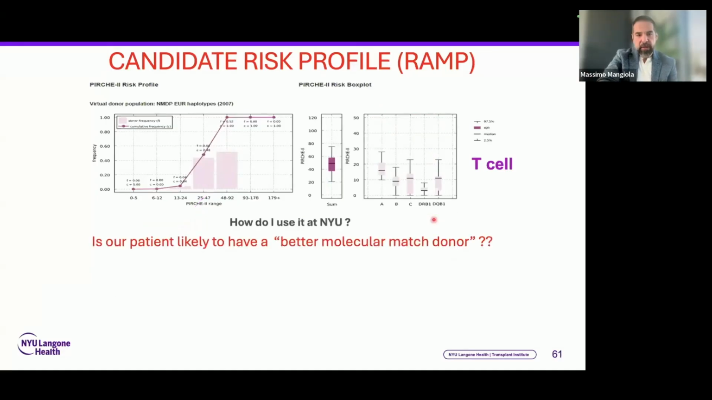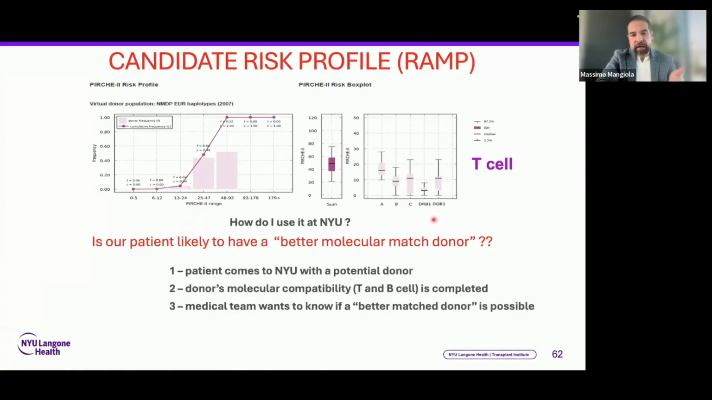How do I use it? I use it to answer the question, is there a better molecular match out there? The scenario, which is very typical here, at least at NYU, is that a patient comes in at NYU with a potential donor, right? And the first thing that we do is NGS-level HLA genotype and molecular compatibility by both PIRCHE methods, so PIRCHE-T2, PIRCHE-B, and EpliMM mismatch analysis. And once we send back the results in the medical chart, the medical team often asks, is there a better match for my donor out there, right?